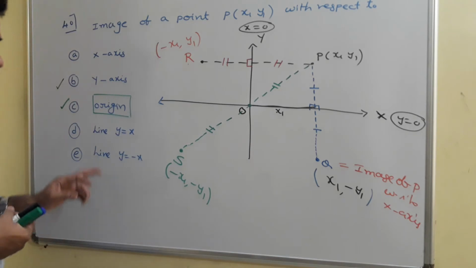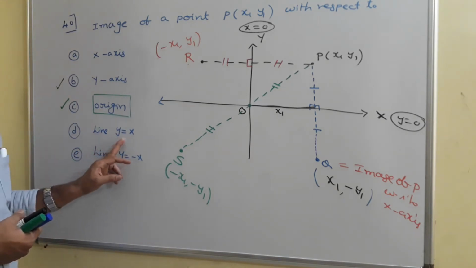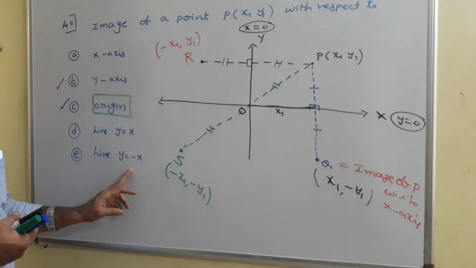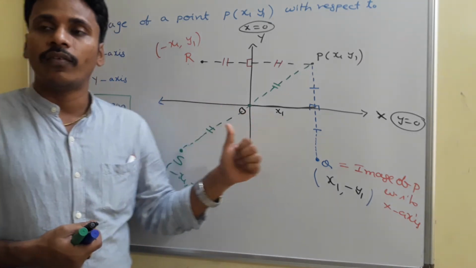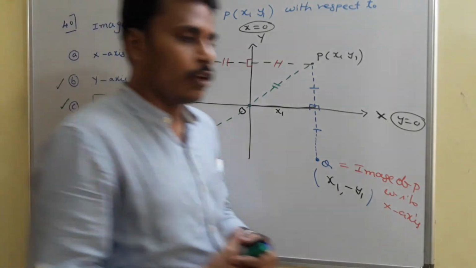Further, I have two simple things: to find the image with respect to the line y equals x and the image with respect to the line y equals minus x. First have a look at this and then I will discuss these two. Now have a look.